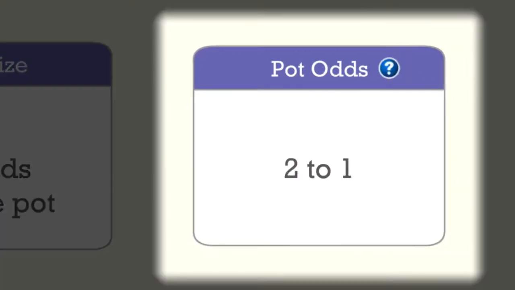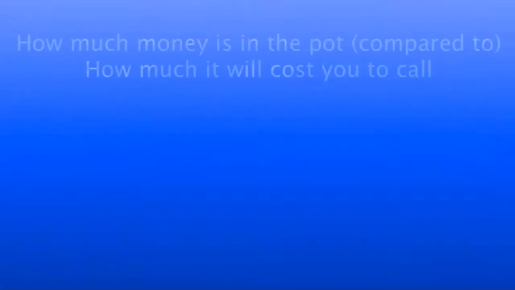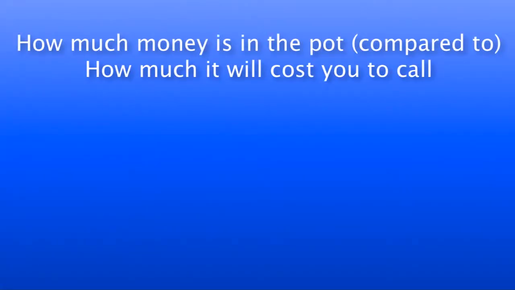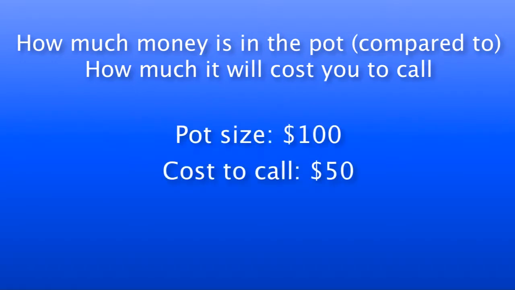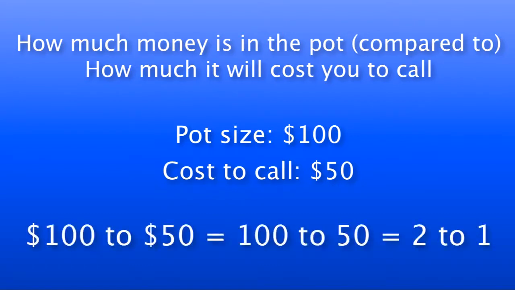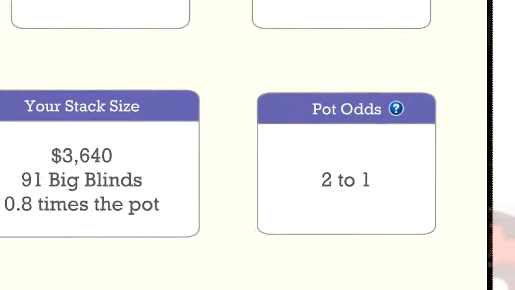Finally, on this page, we see the pot odds. Like pre-flop, this is simply how much money is in the pot compared to how much it will cost you to call when you're facing a bet. Suppose on the river there was $50 in the pot. Someone bets another $50. So now there's $100 in the pot, and it costs you $50 to call. The pot odds are 2 to 1, meaning if you lost twice and won once, you'd break even. 100 to 50 is 2 to 1.